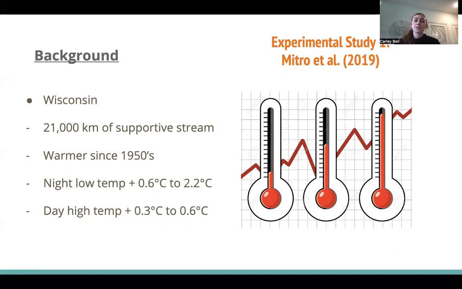However, Wisconsin has been affected by climate change, just like we saw in the graphs that the United States has been affected. Since the 1950s, Wisconsin's climate has warmed. The nighttime low temperature has increased from 0.6 to 2.2 degrees Celsius, while the daytime high temperature has increased from 0.3 to 0.6 degrees Celsius. So these statistics show that climate change has affected Wisconsin. And so this study wants to see how much the climate change increase will specifically affect these trout.